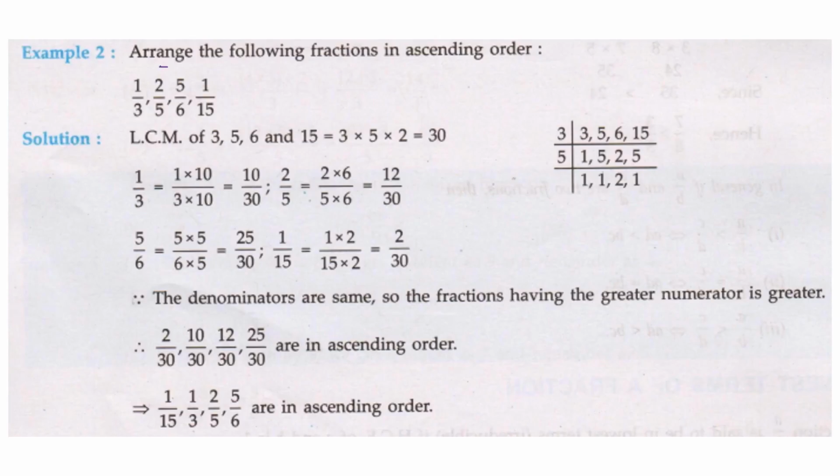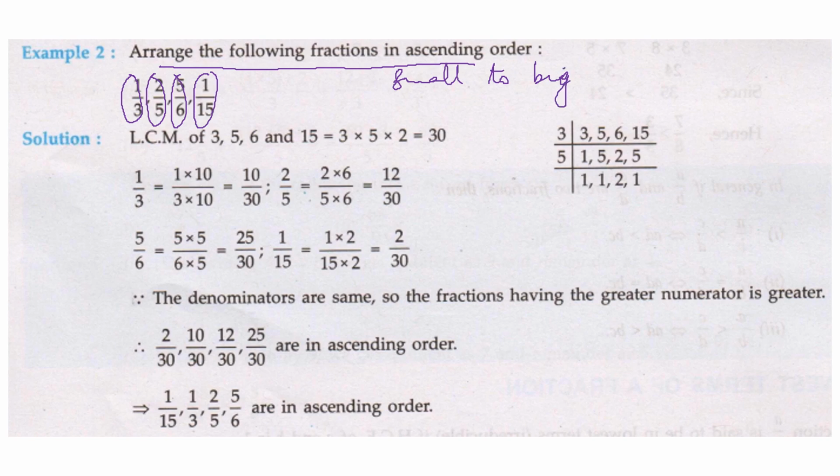So here is one example of arranging the fractions in ascending order. You can see 4 fractions are given: 1 by 3, 2 by 5, 5 by 6 and 1 by 15. And we have to arrange in ascending order. Ascending means small to big. So what we are going to do first? First we are going to find the LCM of the denominator. So the denominators are 3, 5, 6 and 15. The LCM will be 30.